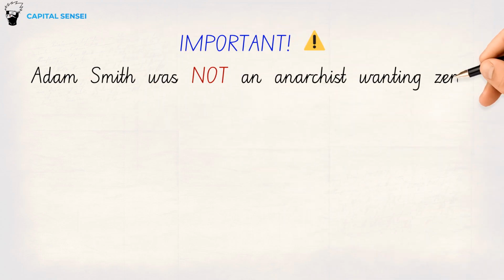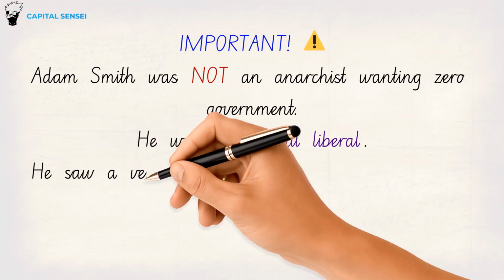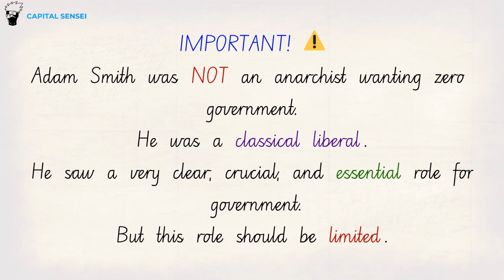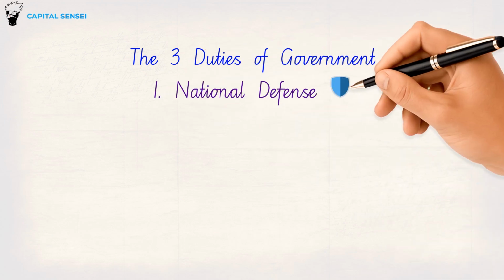Now, because of all this talk about free markets and the invisible hand, a lot of people get the impression that Adam Smith was some kind of anarchist who wanted zero government. This is completely false. He was what we would call a classical liberal, and he saw a very clear and crucial role for the government, or what he called the sovereign. He just believed its role should be limited to a few specific, essential functions. He outlines 3 duties of government.